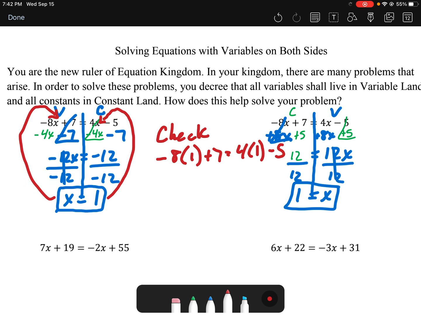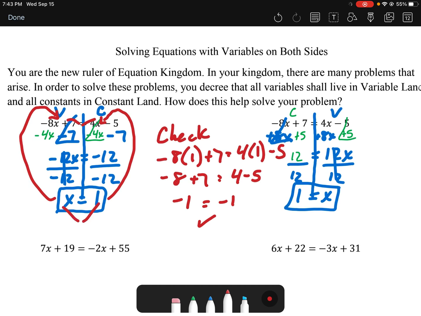Then I have to make sure that both sides are balanced. So I have negative 8 times 1, which is negative 8. Bring down that plus 7. Then negative 8 plus 7 is equal to negative 1. And then looking on my right side, I have 4 times 1, which is 4, minus 5 is equal to negative 1. Negative 1 is equal to negative 1. That means I have my correct answer. This kind of looks like a heart here, because I love math so much. Hooray.